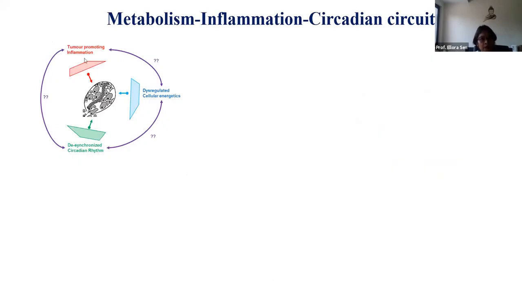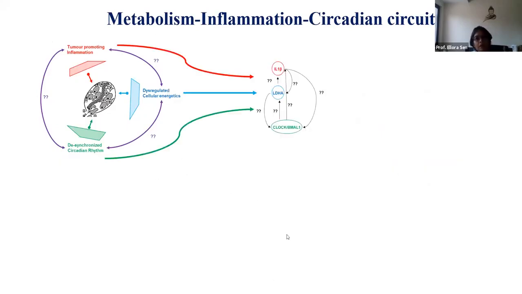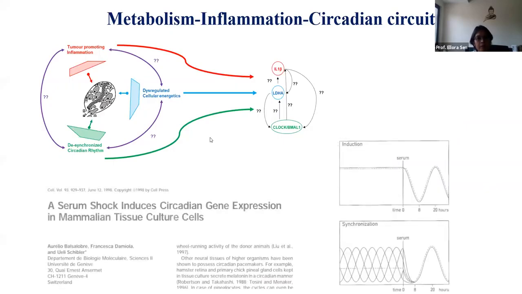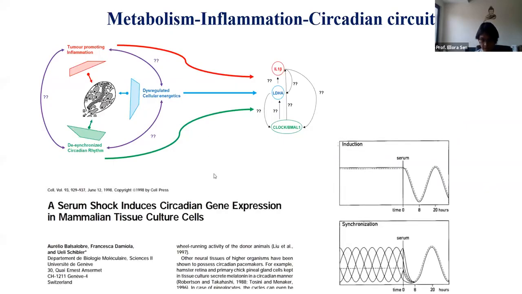So this is a question. Does the tumor promoting environment, inflammation, dysregulated energetics, and desynchronized circadian rhythm, is there a crosstalk going among all of this? And what is the role of CLOCK and BMAL1, which are the main components of the molecular clock? And what is the role in regulating the metabolism, inflammation, circadian circuitry?